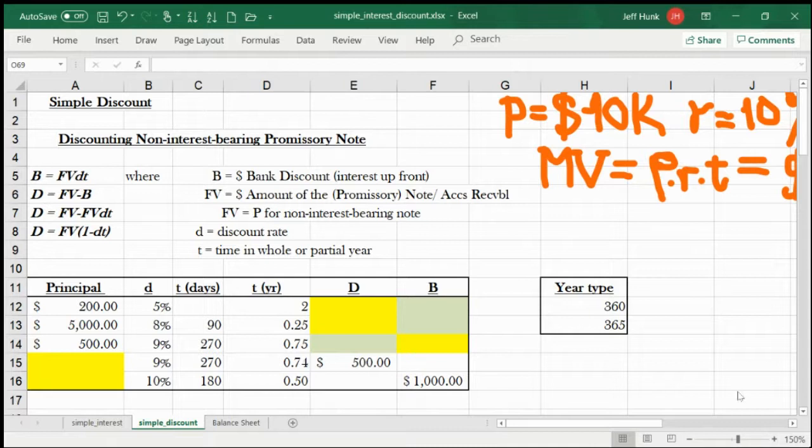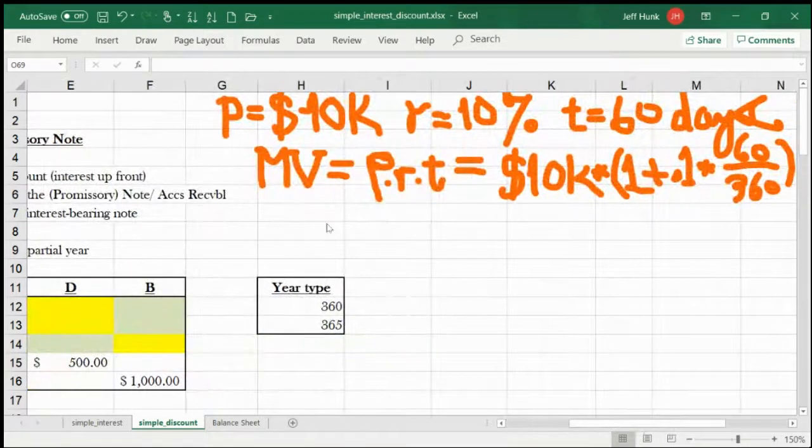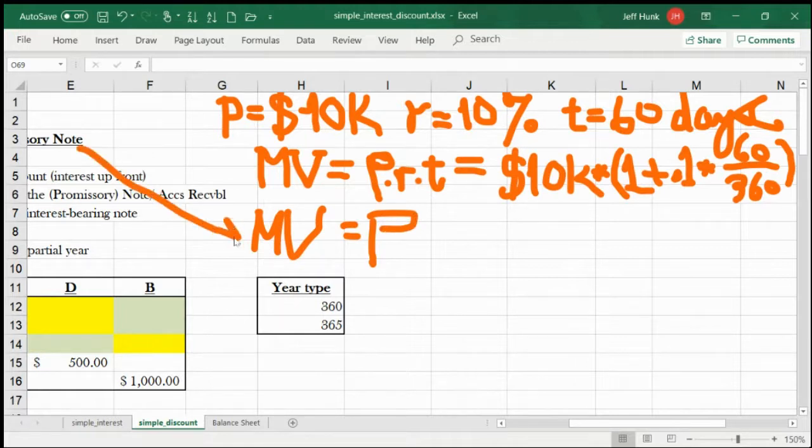If that's the case, when you receive this non-interest bearing promissory note, the maturity value is exactly the same as the principal. Isn't that right? And then, when you take it to the bank, the bank will apply a discount.